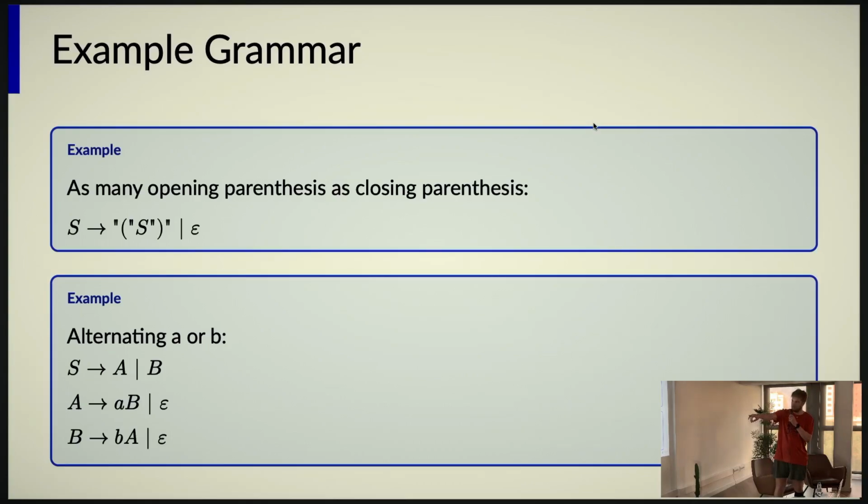And then here you have, for instance, the start. The start starts either with an A, the A non-terminal, or the B. This A is either an A followed by a non-terminal B, and the non-terminal B is either an empty string or a B followed by an A. So you have alternating A's and B's. I mean, just to show you an example. All right.